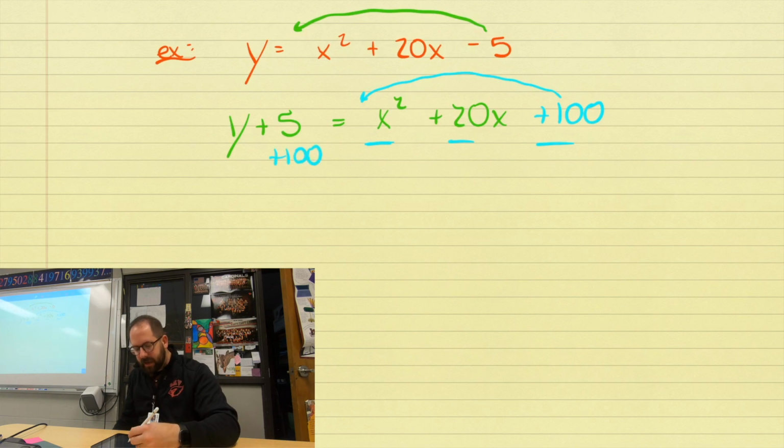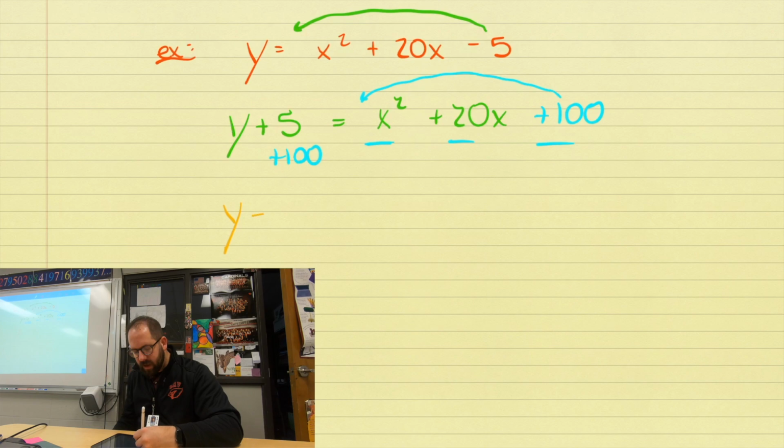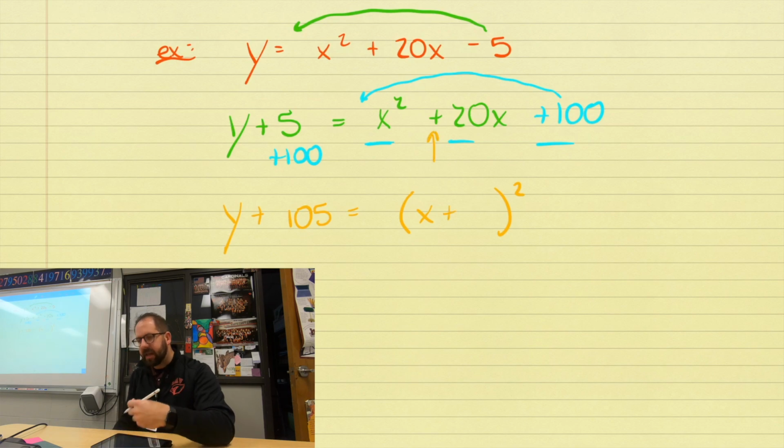So what we're going to get here on this very left side, we're going to get y plus 105 is equal to, and then we're going to factor this right side up. So factoring the right side, it's going to be x and x. We use the symbol right here, so that's a plus, and then half the middle, which is 10. And there's a number out front.